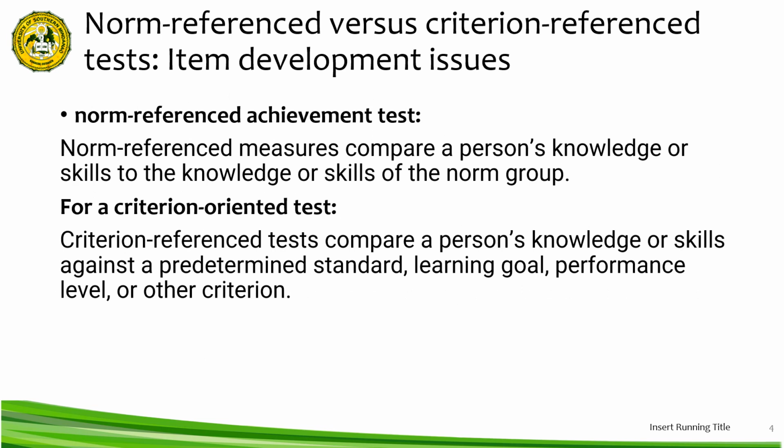So we have here the norm reference versus criterion reference tests, item development issues. So norm reference achievement test. Norm reference measures compare a person's knowledge or skills to the knowledge or skills of the norm group. So it is also called a standardized test and is designed to rank and compare students with one another. As we have already mentioned, these tests determine whether a particular student performs better than an average student.